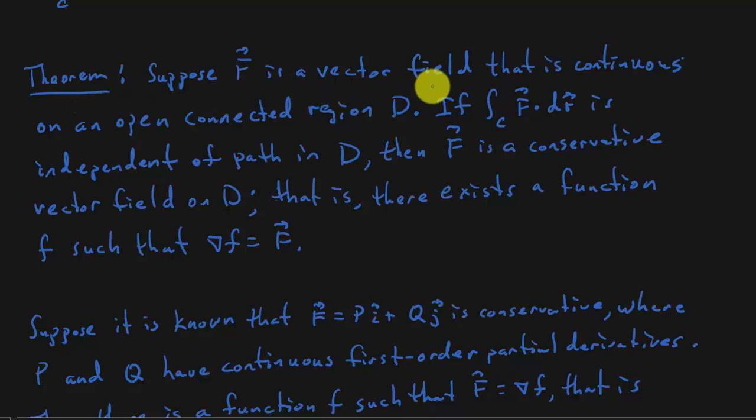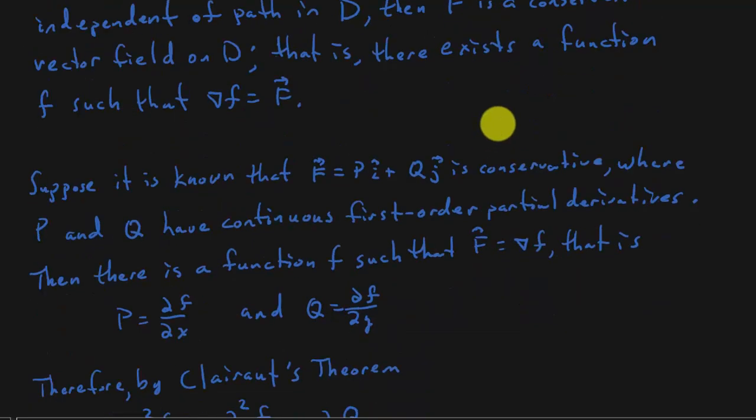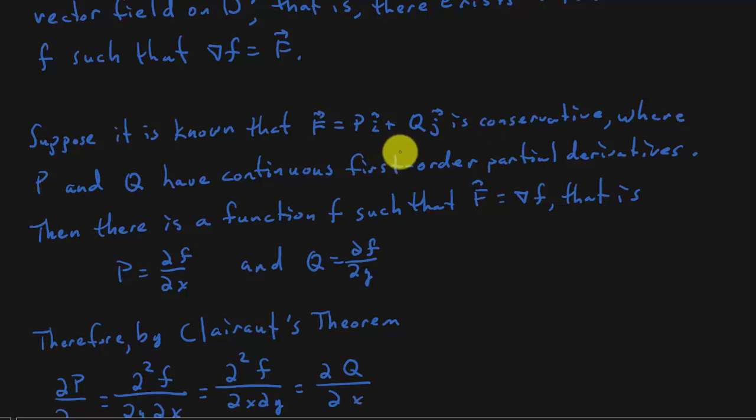So theorem: suppose F is a vector field that is continuous on an open connected region D. If the integral over C is independent of path in D, then F is a conservative vector field on D. That is, there exists a function f such that the gradient of f is equal to F. Suppose it is known that F equals Pi plus Qj is conservative, where P and Q have continuous first-order partial derivatives, then there is a function f such that F is equal to the gradient of f. That is, P is the partial of f with respect to x, and Q is the partial of f with respect to y. Okay, that's where we were talking about potential functions and all that.